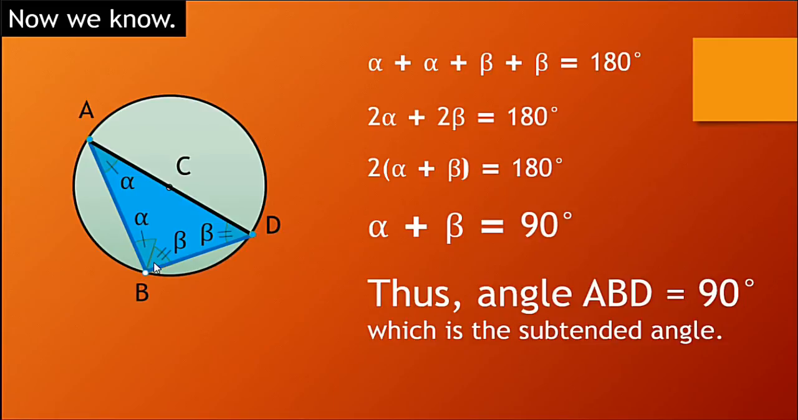Now you know why. In summary, the angle resulting from connecting any point on a circumference of a circle to the two opposite ends of a diameter is always a right angle. Any triangle thus formed is always a right triangle.